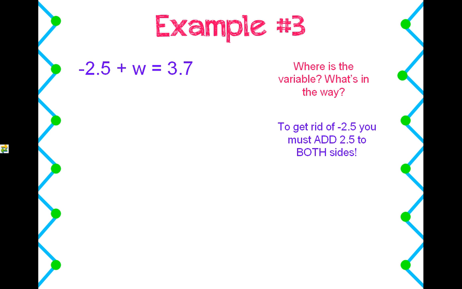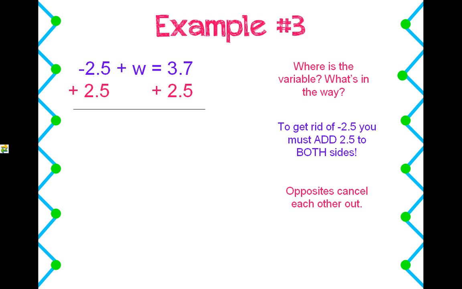You have negative 2.5, and to get rid of it, you can add. Negative 2.5 plus 2.5 will give you 0. That's the goal, to get rid of it. So add 2.5, add 2.5. Opposites will cancel each other out, leaving you with W equals. We add these together, 3.7 plus 2.5, we get 6.2. And that is our answer.